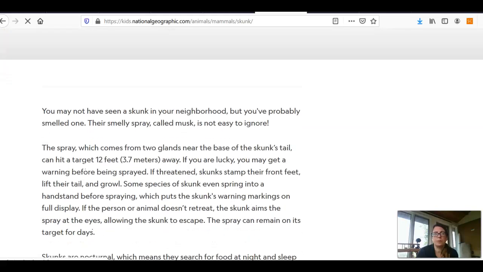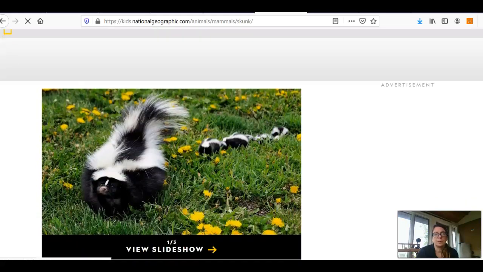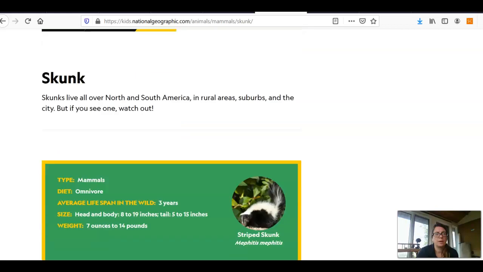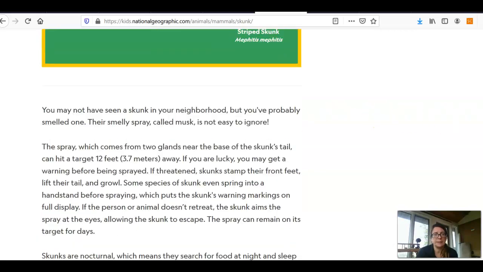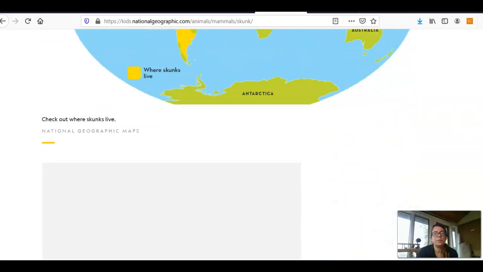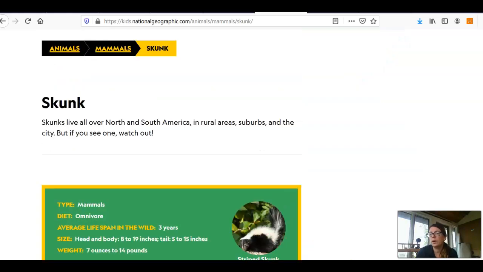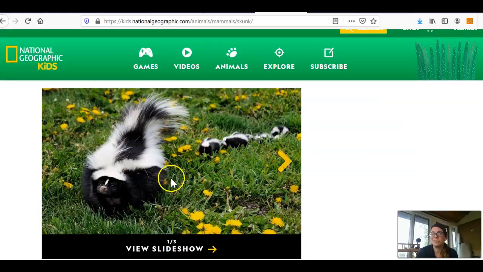And then it will provide some pictures and some information about the skunk, what type of animal it is. Again, this is a mammal, whether it is a carnivore, omnivore, or herbivore, how big they are, how long they generally live. And then you can continue to read on to learn a little bit more about the habitat requirements for a skunk.